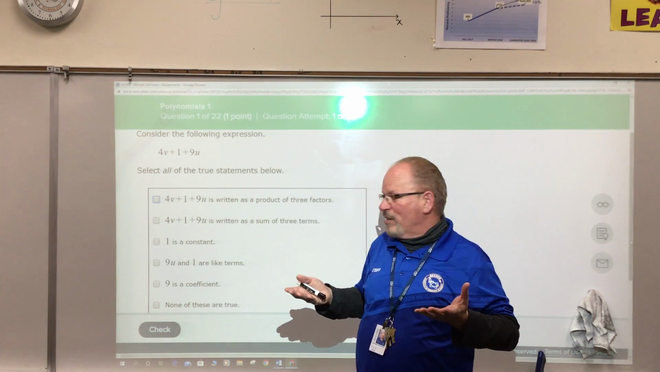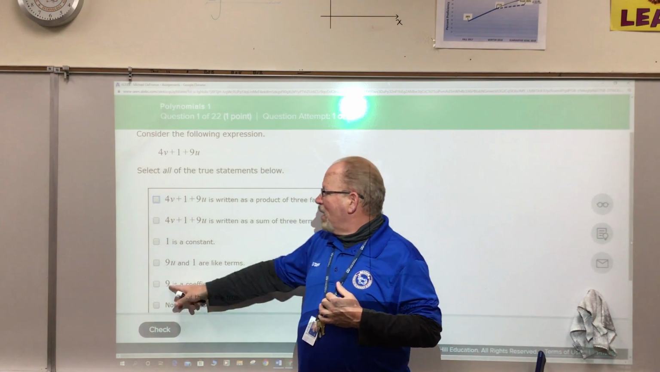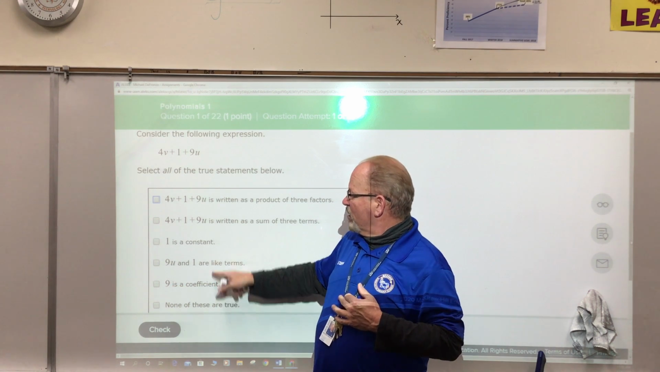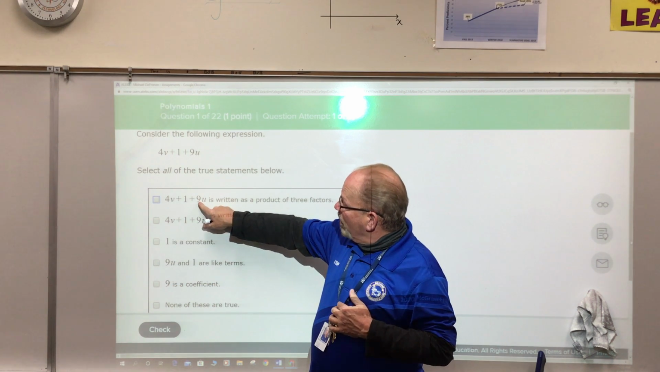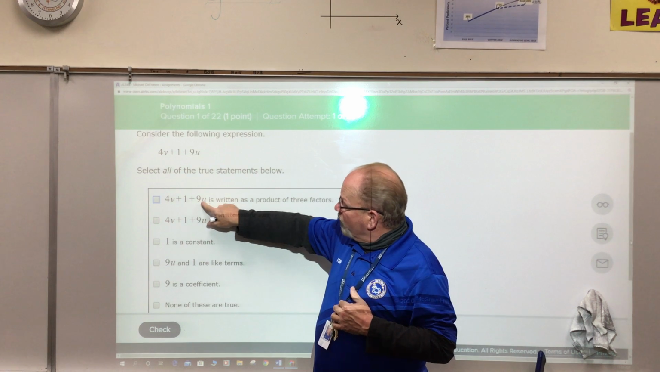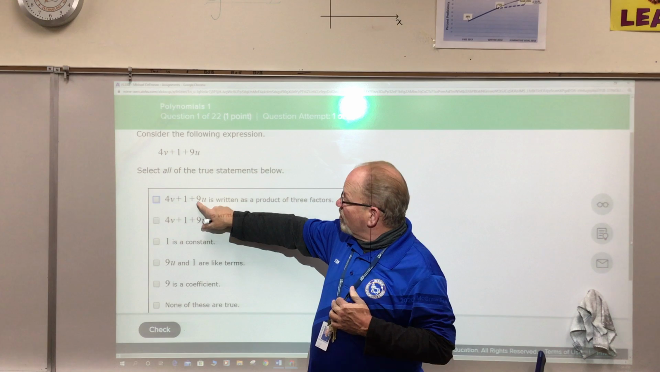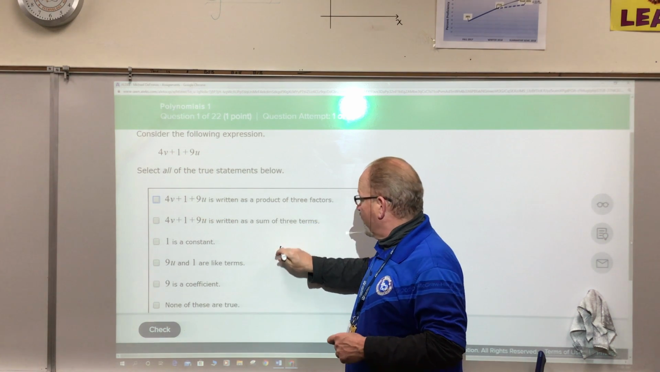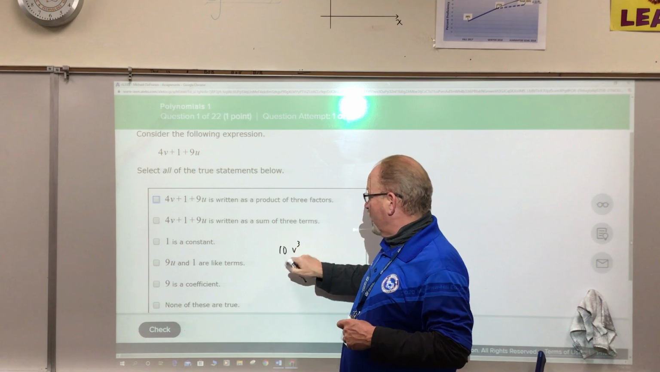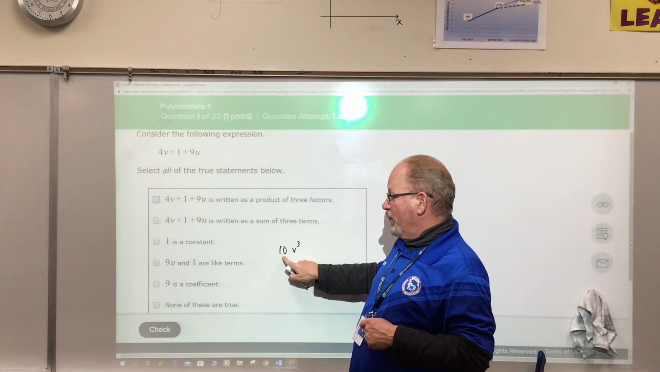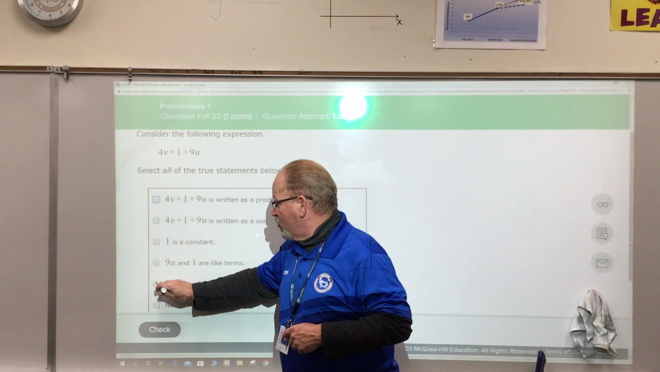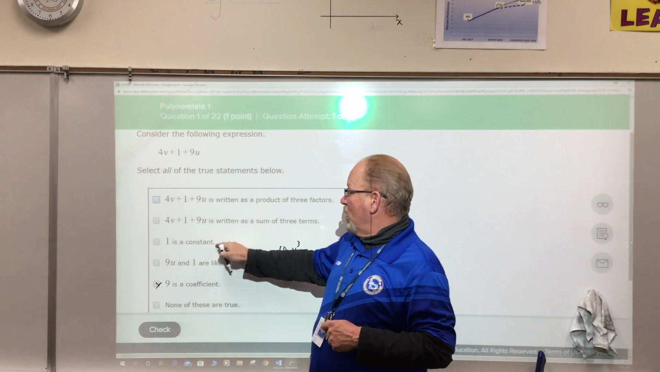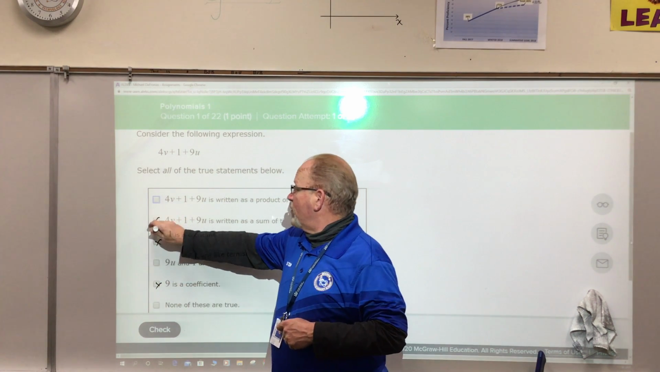They're both constants. Okay? 9 is a coefficient. Notice that 9 is in front of the u. It's multiplying the u. That is what a coefficient is. It's a number with a variable. So you could have 10v to the third. 10 is a coefficient. Okay, so this I would check here, I would check here, and I would check here.